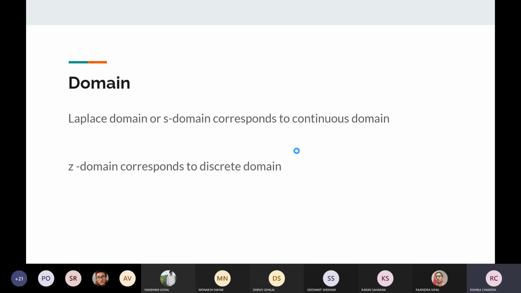Now the domain, this I was talking about the Laplace or the S domain. So it corresponds to the continuous system. Z domain corresponds to the discrete system.